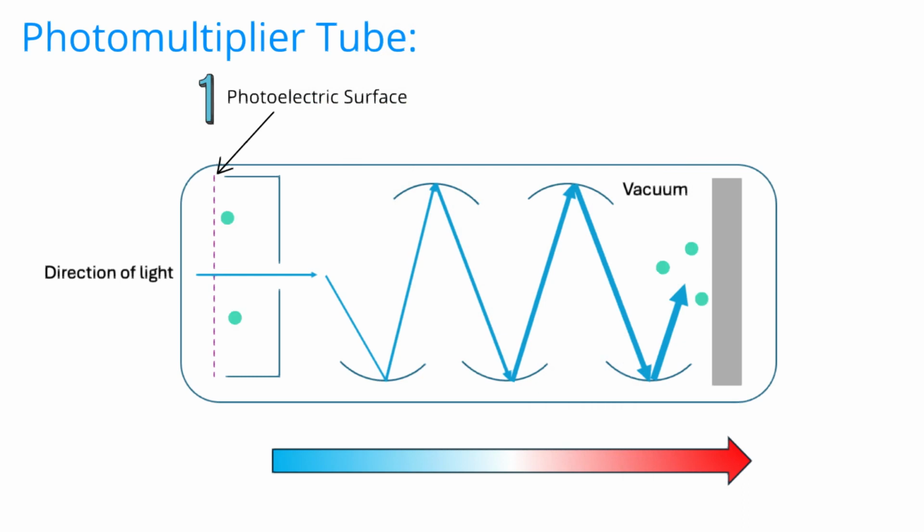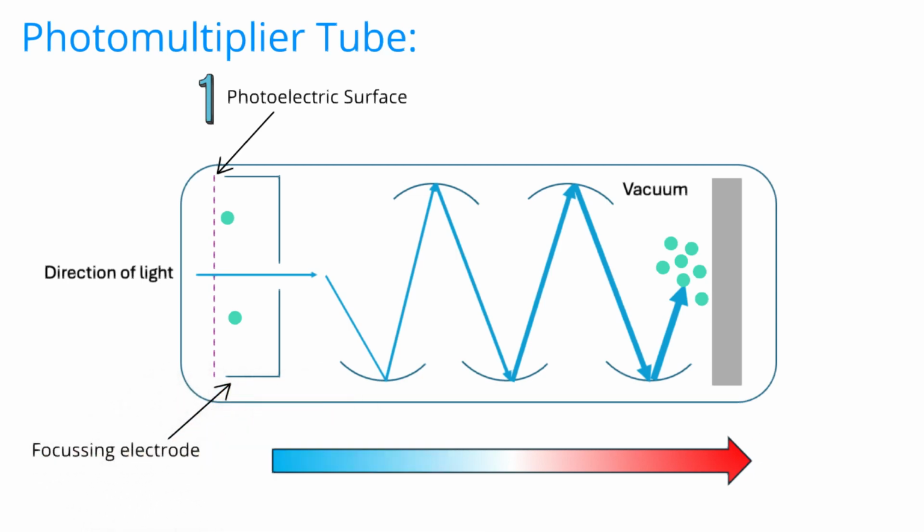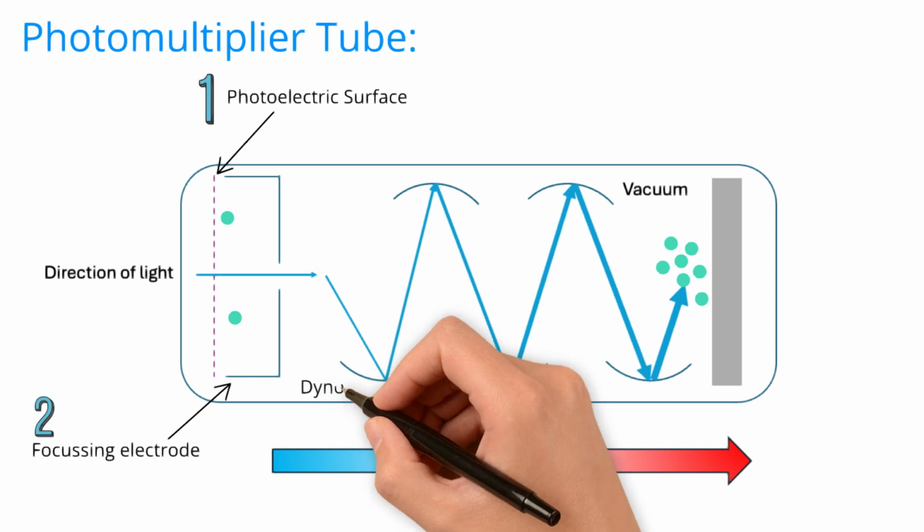The photomultiplier's job is to increase the number of electrons by a known proportion to allow a current to be measured. To do this, the photoelectrons are focused through a focusing electrode, step 2. This accelerates the photoelectrons and directs them towards the first dynode.